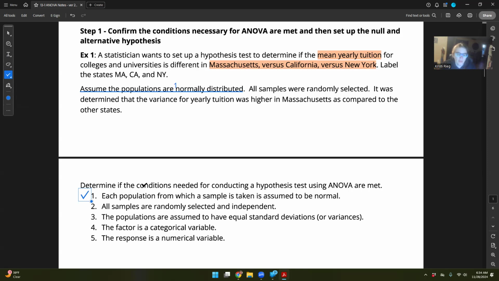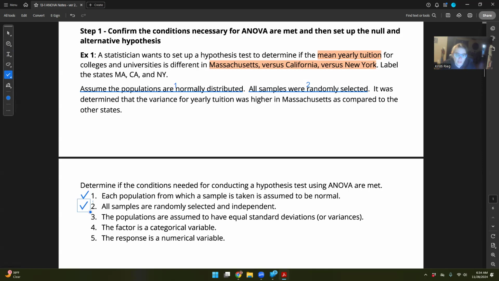Now, all samples are randomly selected. If we're looking through the words, it says right here that they're randomly selected. That answers our question two, or condition two. So we say that, yes, all samples are randomly selected.